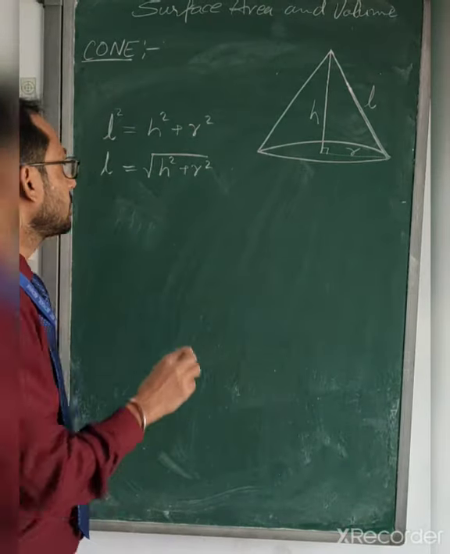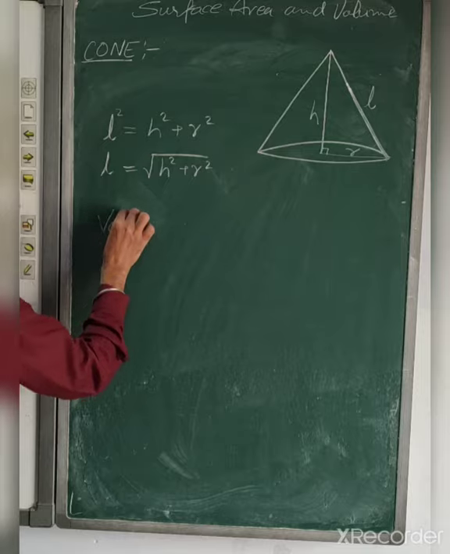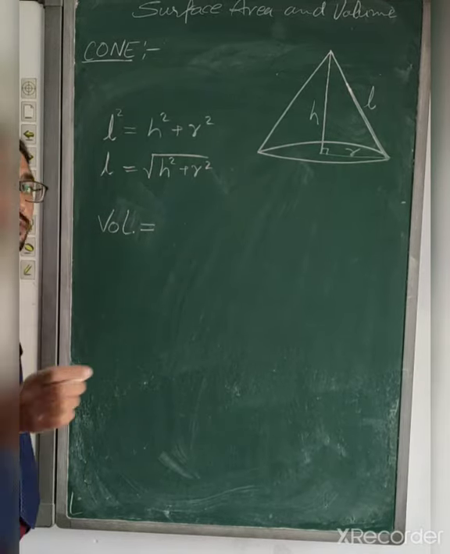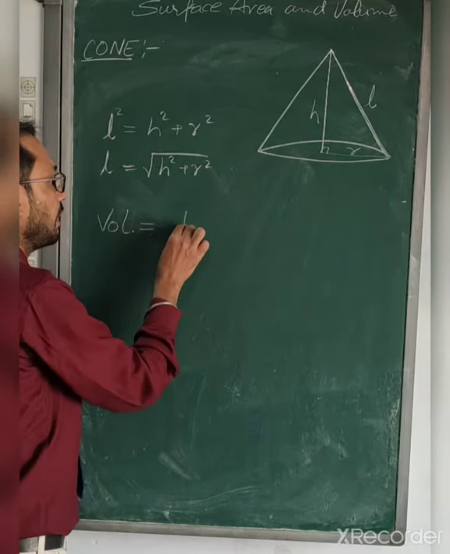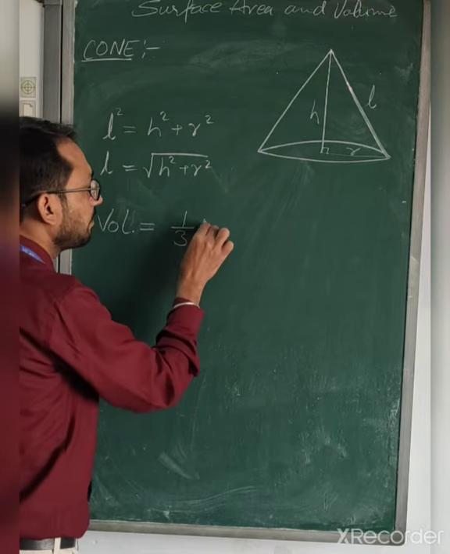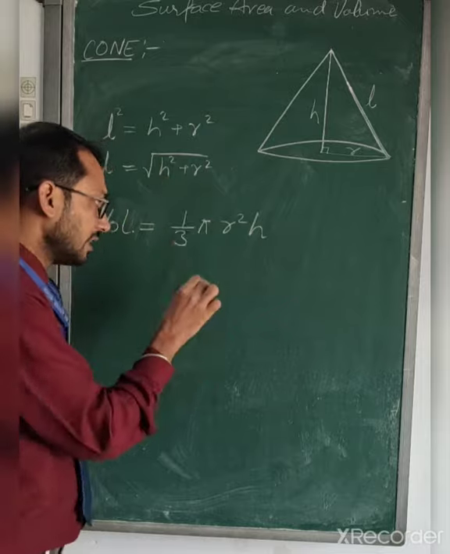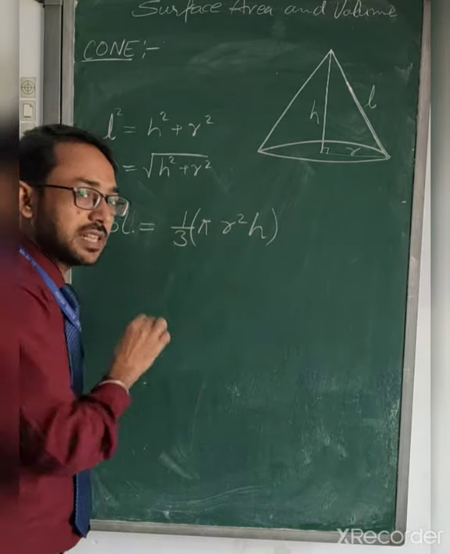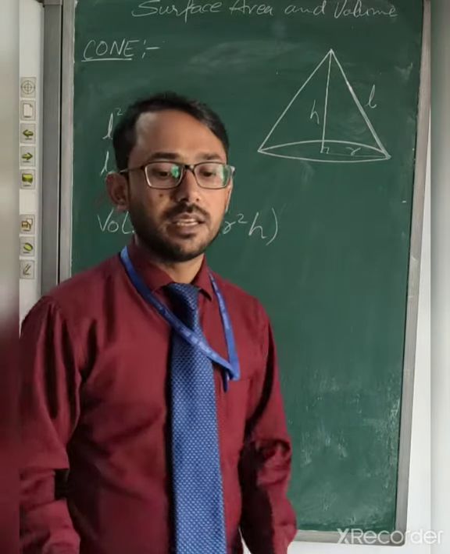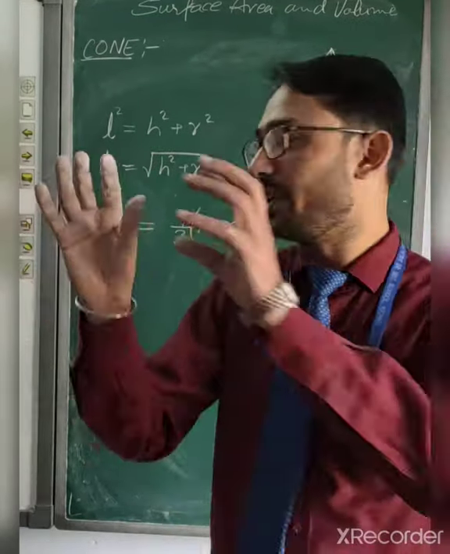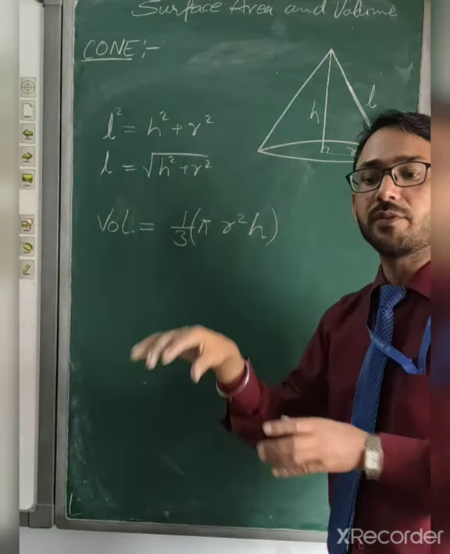Now the next thing is volume. Volume of the cone is 1 upon 3 pi r square h. Just see, this was the volume of the cylinder. It means we are able to see it is 1/3 of the volume of the cylinder.